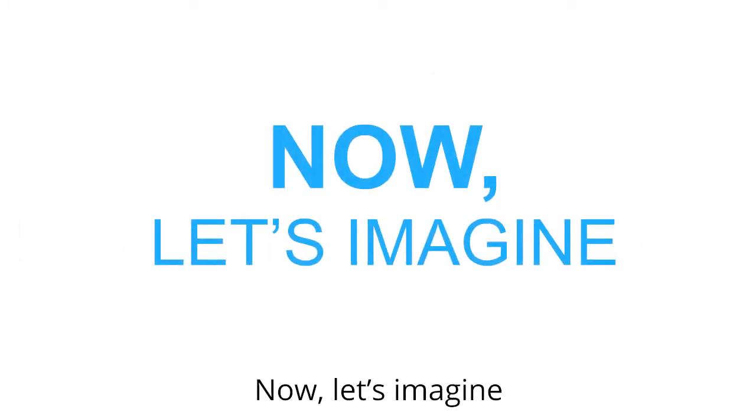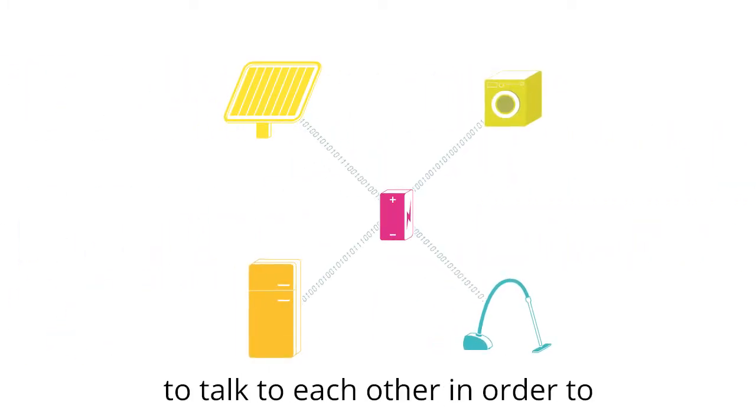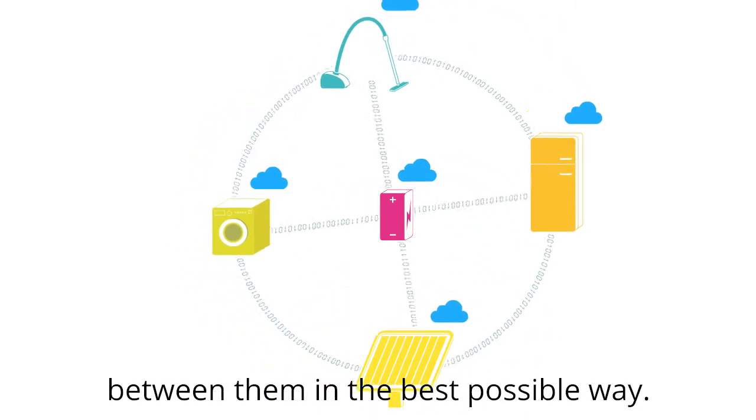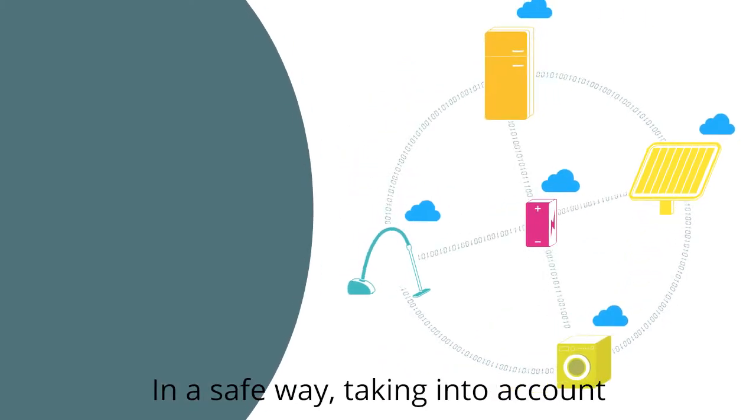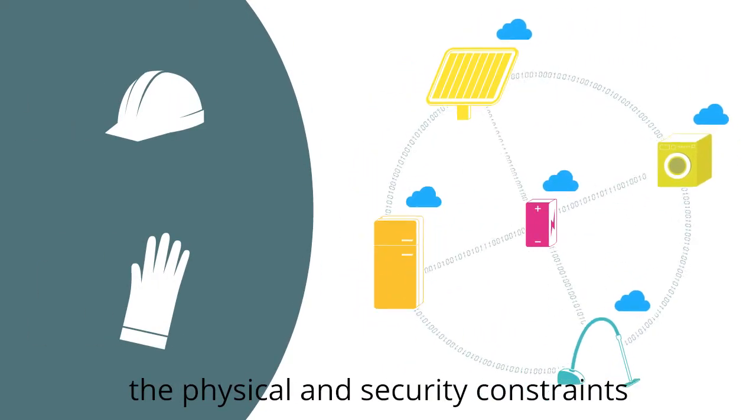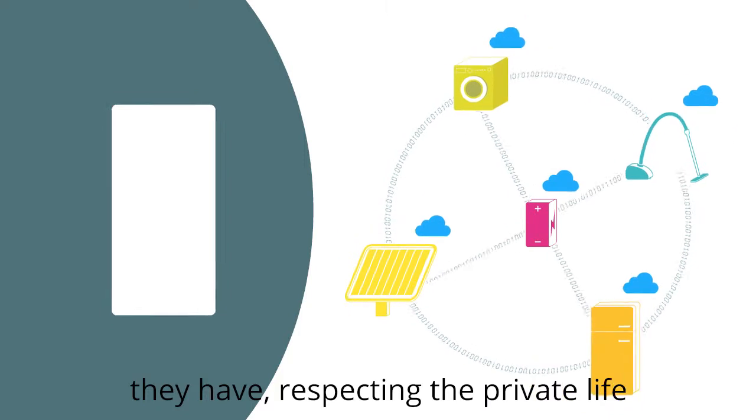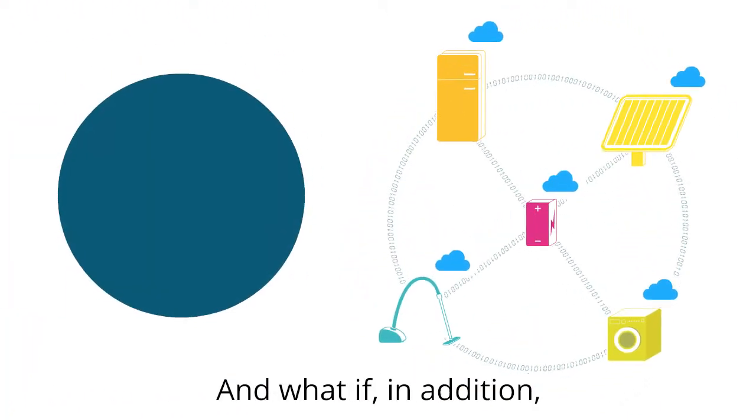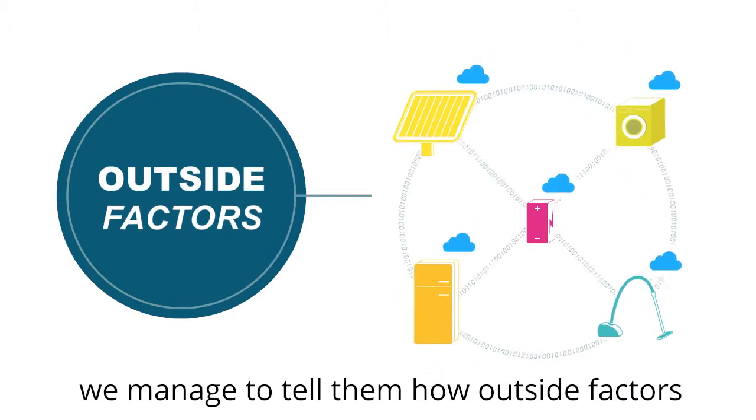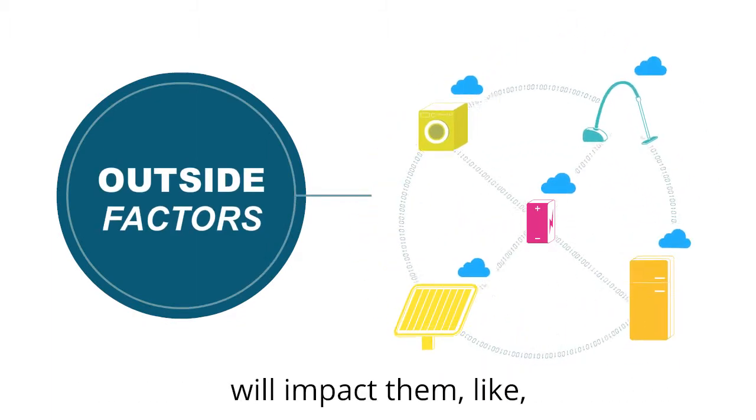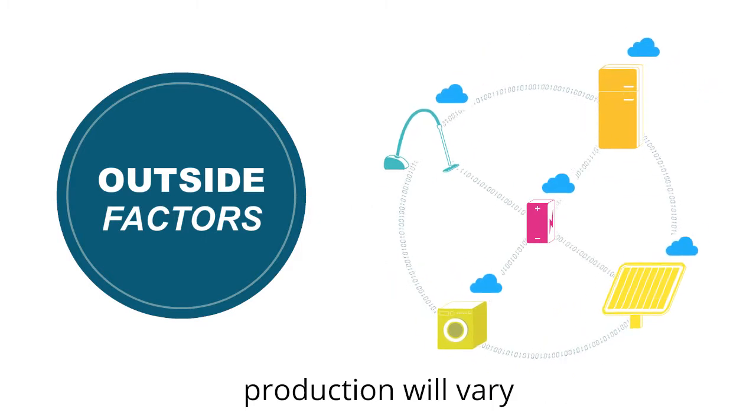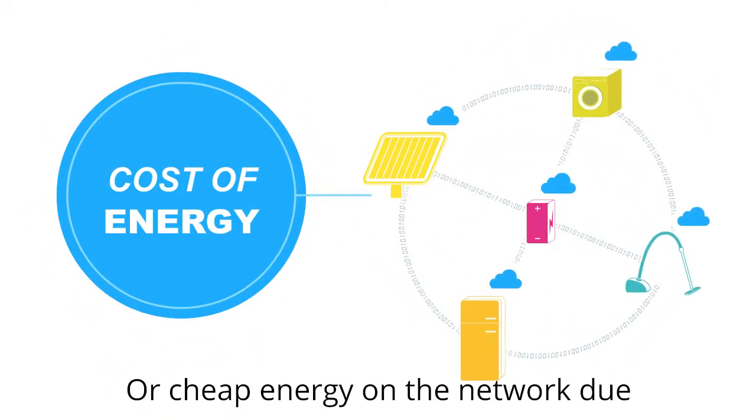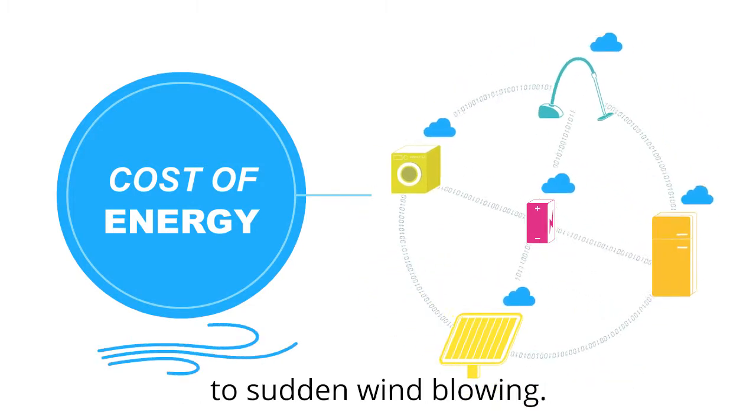Now, let's imagine that all those devices are able to talk to each other in order to organize the flow of electrons between them in the best possible way, in a safe way, taking into account the physical and security constraints they have, respecting the private life of their owners by securing the data they exchange. And what if, in addition, we manage to tell them how outside factors will impact them, like how their power consumption and production will vary if there is snow falling, or a hot spell, or cheap energy on the network due to sudden wind blowing?